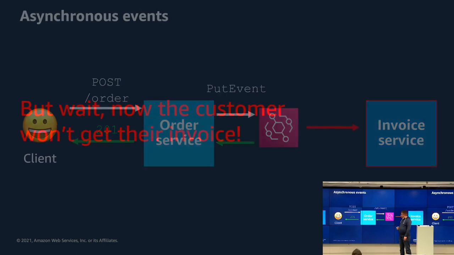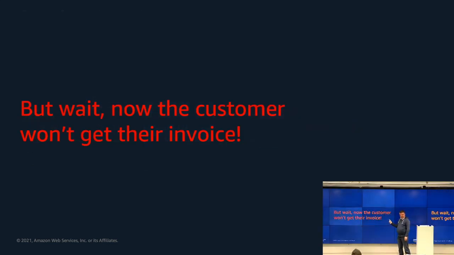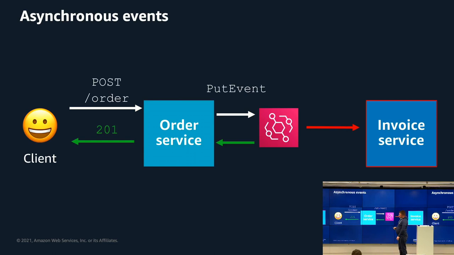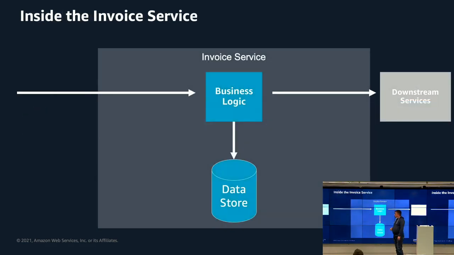Okay, and now I see the question. If invoice service failed, then the customer won't get the invoice, right? And it's true, and in some situations you need to get the answer from another microservice immediately. But maybe it's not the case here. If you can postpone it, let's look into the invoice service inside.